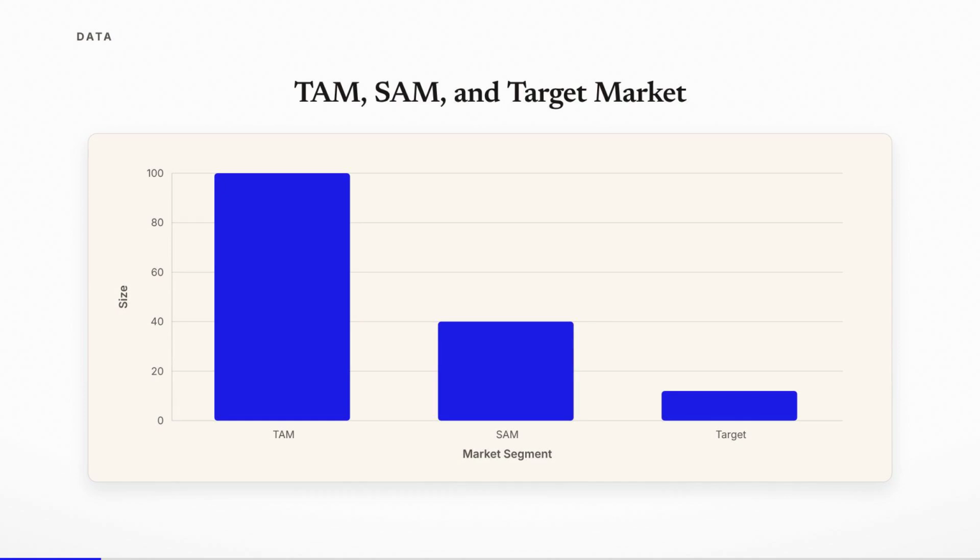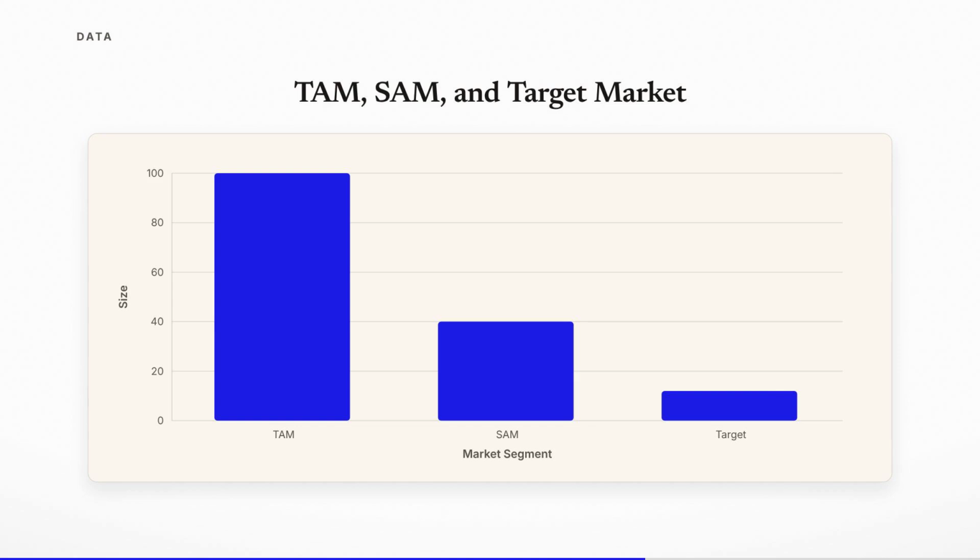Total addressable market, or TAM, is the maximum possible demand for your product or service, the entire universe of potential customers. Served addressable market, or SAM, is the portion of the TAM that your product actually targets and that your sales channels can feasibly reach. Target market is the specific group of consumers you aim to serve first, your beachhead.